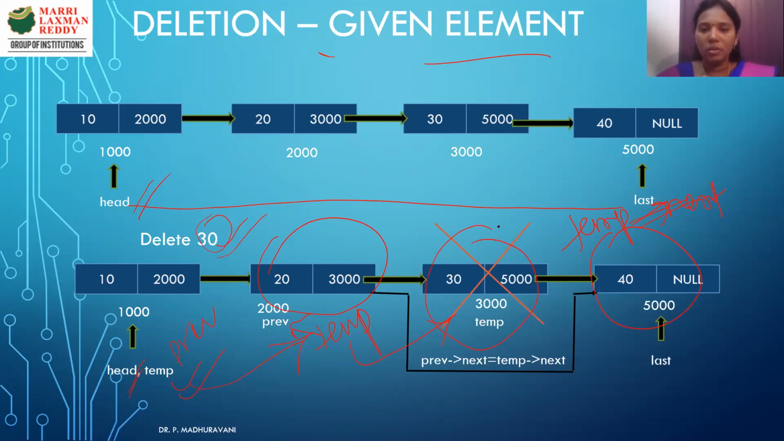Now the node which you want to delete from the list is temp. After removal of this node, there should be a link between previous and temp arrow next. So hence give an assignment like previous arrow next equal to temp arrow next. Now a link is established between this node 20 and the node 40. Then you can simply remove this node by calling free of temp. This is the procedure to remove any element in the given list.